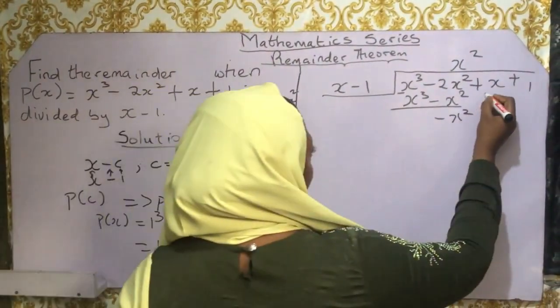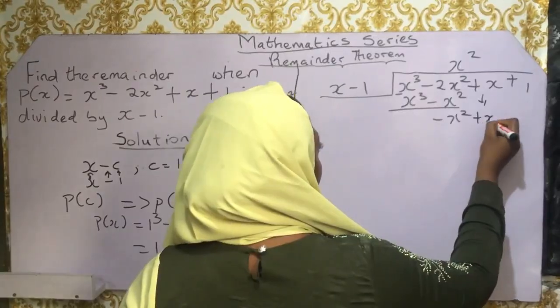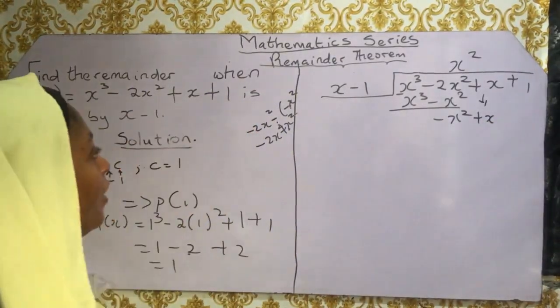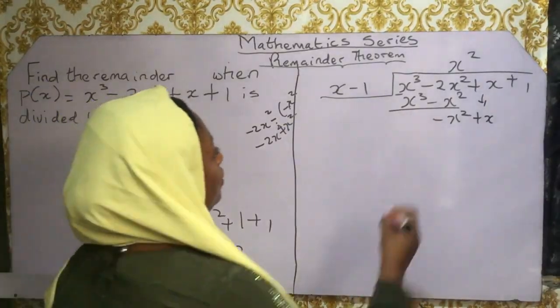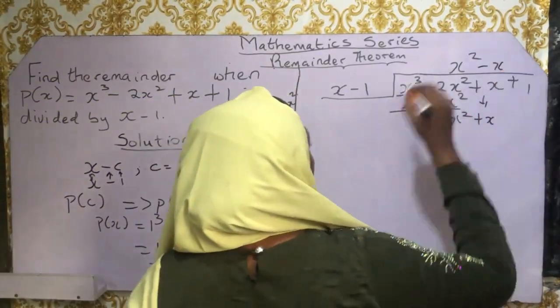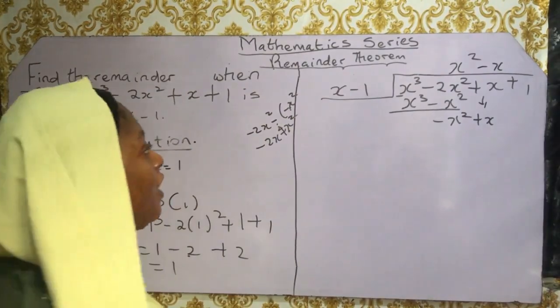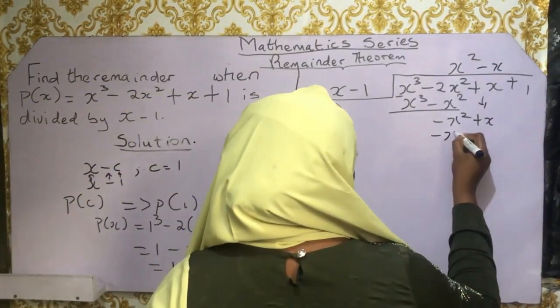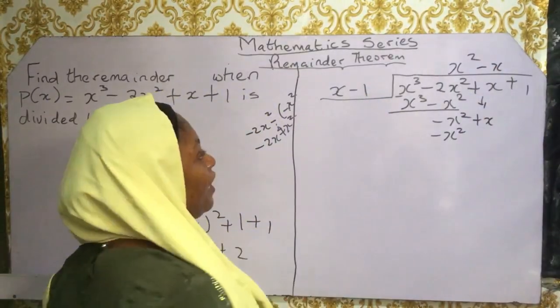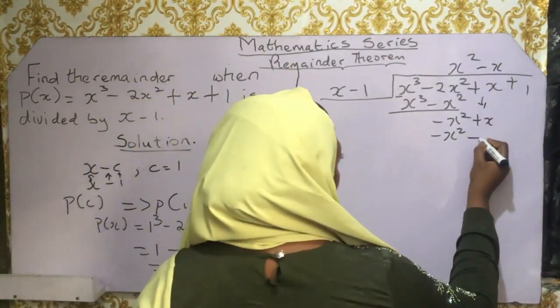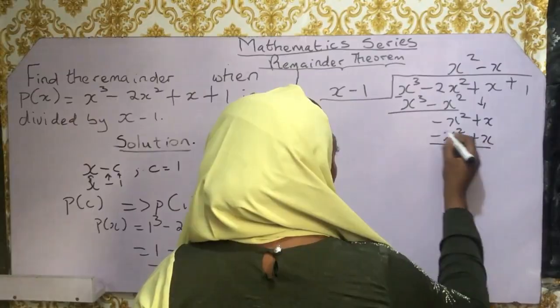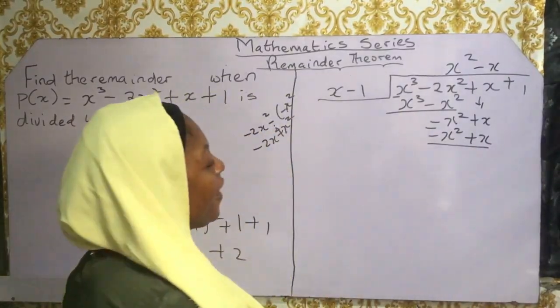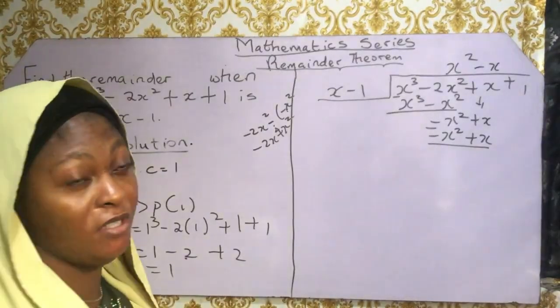So, you bring this down, plus x. Negative x squared divided by x will give you negative x. So, you have negative x. Negative x times x will give you negative x squared. Negative x times negative 1 will give you positive x. So, let's subtract. X minus x will give you 0.